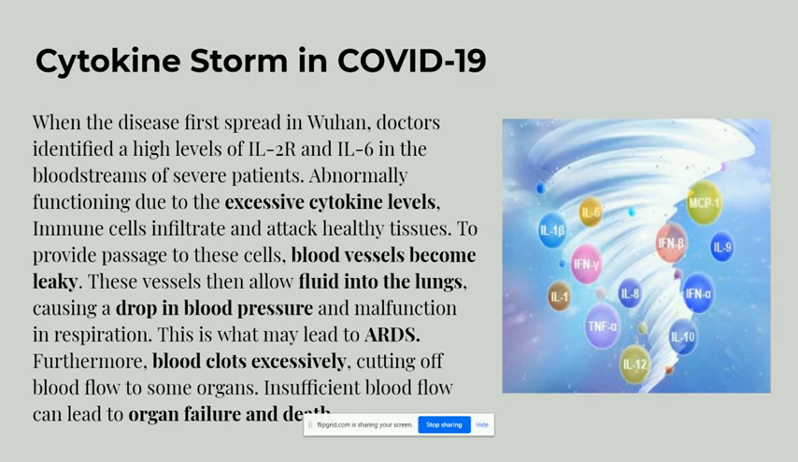These vessels then allowed fluid into the lungs, causing a drop in blood pressure, and this led to a malfunction in respiration. This may also lead to ARDS, or acute respiratory distress syndrome. Furthermore, it also caused blood clots, which cut off blood flow to some organs, and insufficient blood flow led to organ failure and death. That's basically how one thing, the abnormal cytokine levels, can cause a whole domino effect in COVID-19 patients.